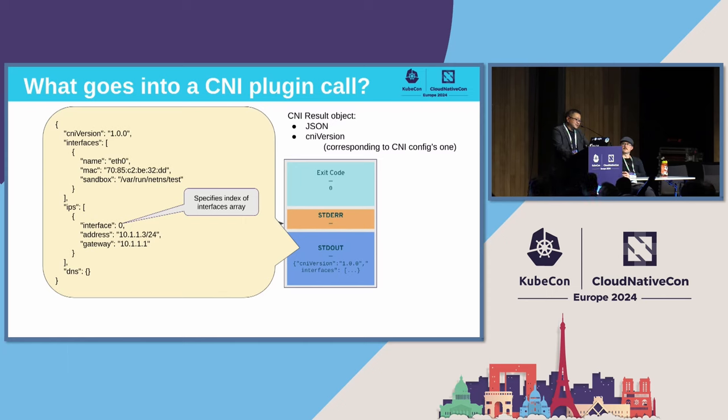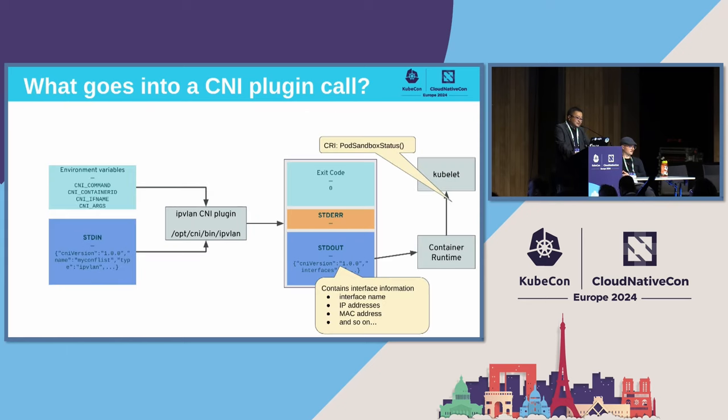So the CNI spec allows returning multiple interfaces. In the IPs field, interface zero means this IP address is assigned to index zero of the interface. So in this case, eth0 has 10.1.1.3. So that's the result object. This result object is retrieved by the container runtime side, and then kubelet captures this information through the CRI, the pod sandbox status messages.